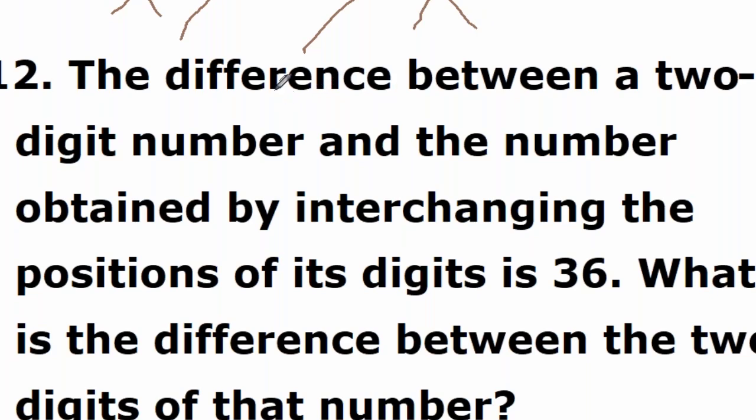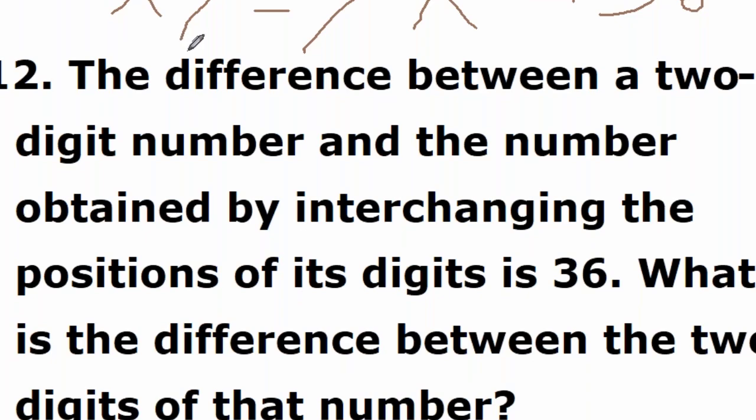They have clearly given the difference between a two-digit number xy and the number obtained by interchanging the positions of digits, tens place becomes ones place and ones place becomes tens place, is 36. We don't know the x value, we don't know the y value, but xy minus yx is 36. What is the difference between those two digits of that number?